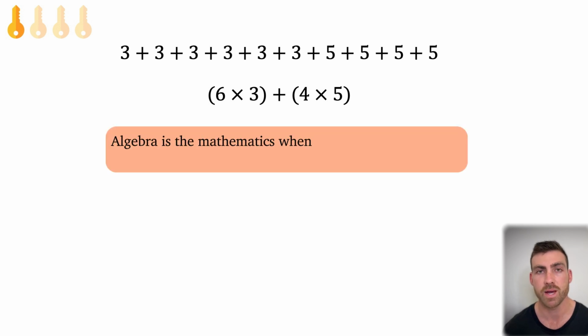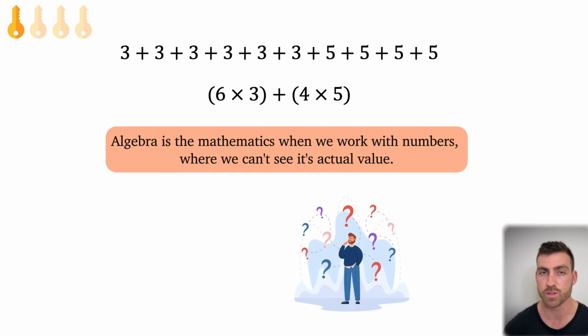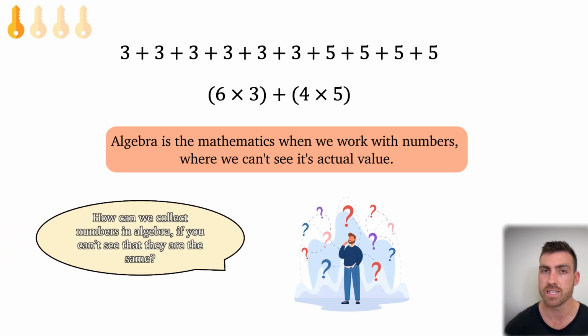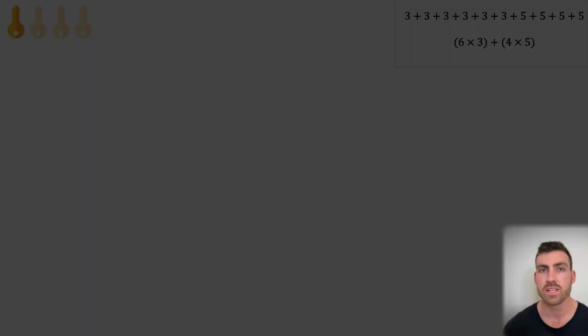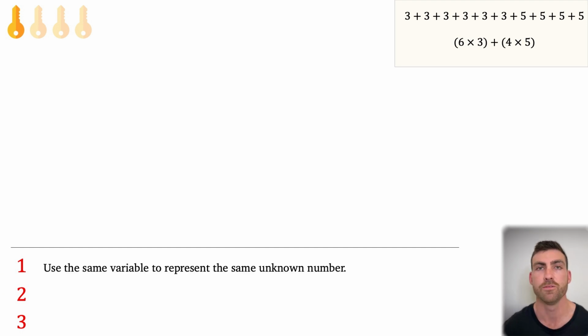Remember, algebra is the mathematics when we work with numbers, but we can't see its actual value. Here we're faced with our first problem. How do you collect numbers in algebra if you can't see that they are the same? Since this example is what we want to replicate for algebraic terms, I'll leave this in the corner until we solve this problem. In algebra, we have 3 rules to help us know if unknown numbers are the same. The first is easy. We use the same variable to represent the same unknown number.